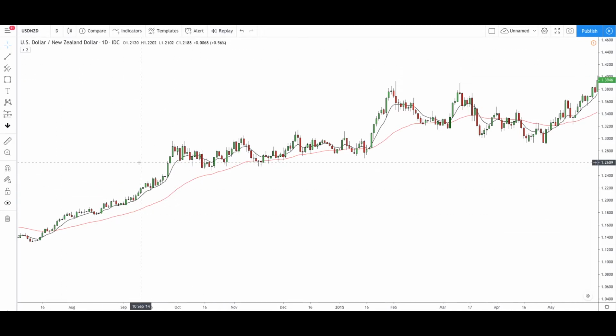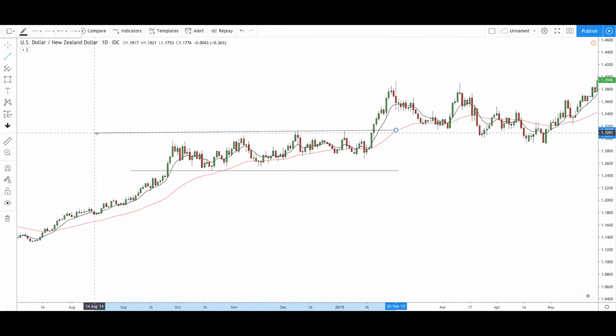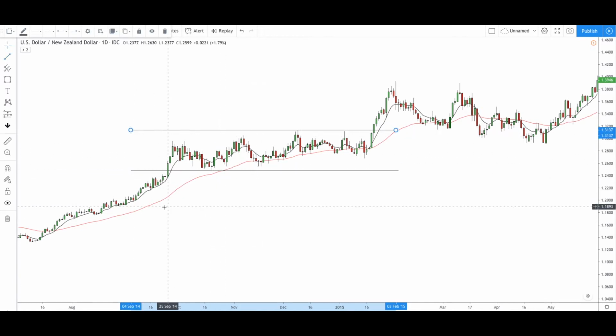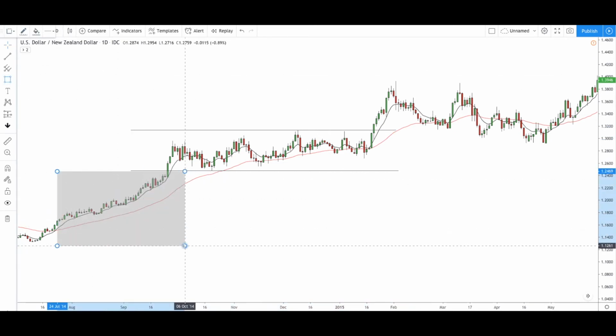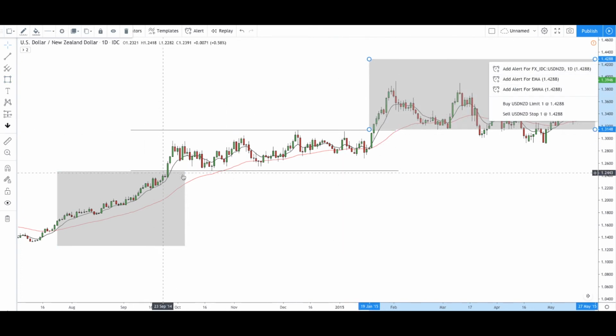Now first of all, we need to find our lowest point, which is right here. Let me click it. And our highest point, which is right here. So this will be our resistance area, and the bottom one will be our support. So guys, let's forget the price here, and also forget all this price here. We just want to concentrate on this area here.